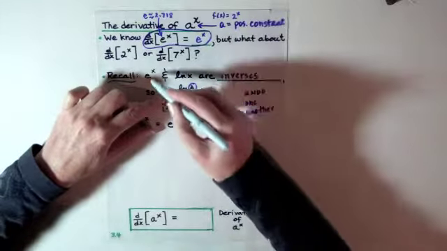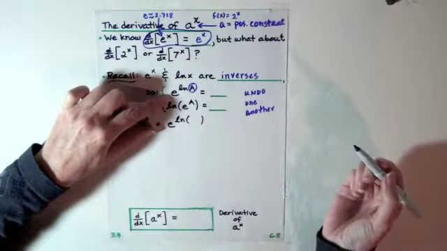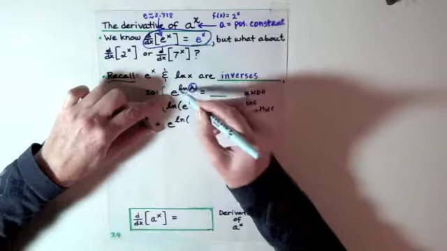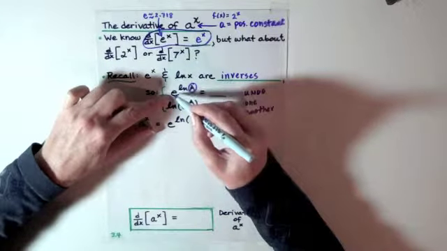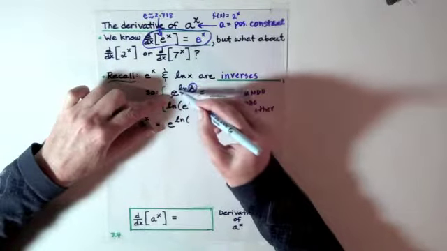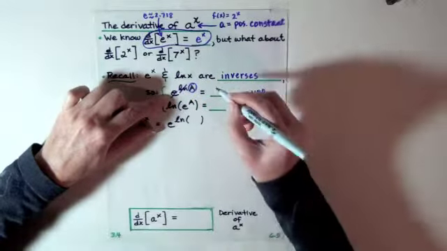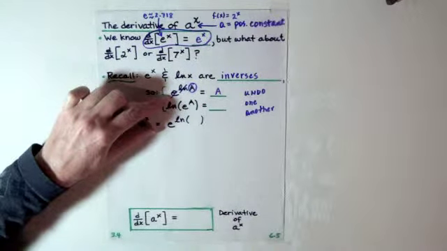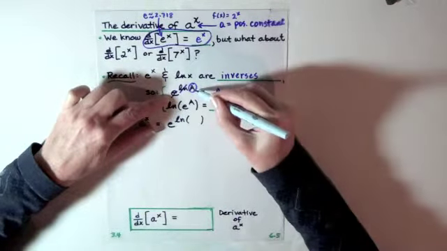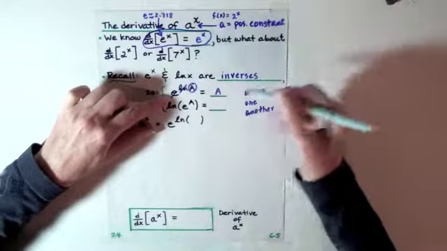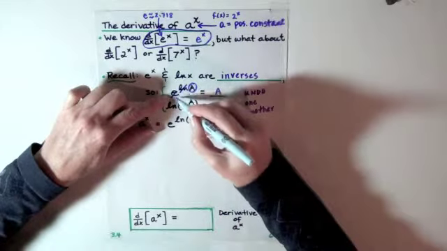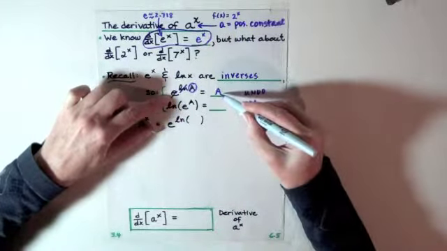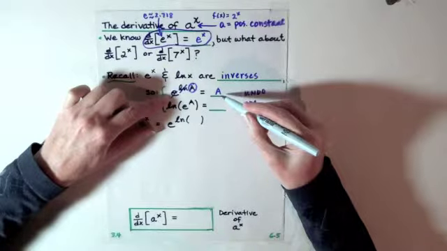Well, if e to the x and ln of x undo each other, it means that when we compose them this way, we roughly say that they cancel each other's effect out, and we end up back with whatever expression we started with. So I start with a, I have ln do whatever it does to a, I get some output from that, then I plug that output into the e to the x function, and I get back to the value that I began with.